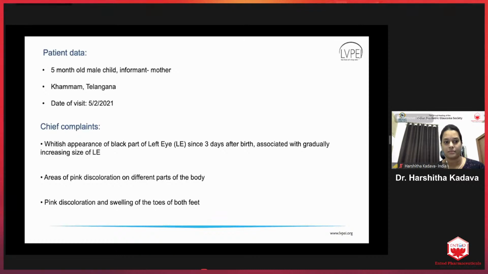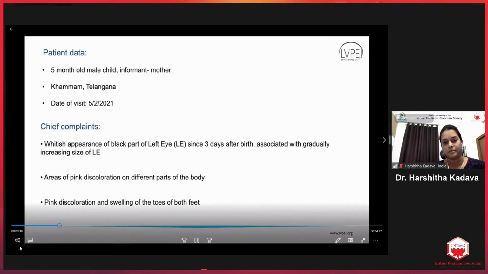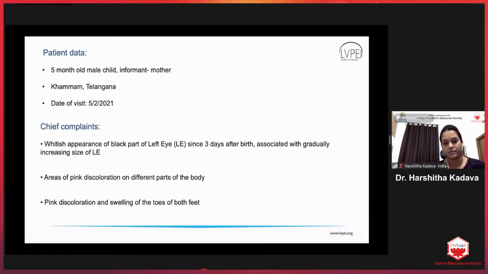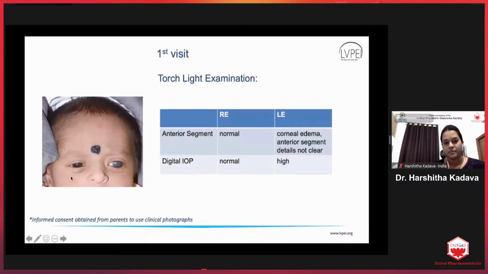Coming to the case details, a 5-month-old male child was brought by the mother to our institute with chief complaints of whitish appearance of the black part of the left eye since 3 days after birth, associated with gradually increasing size of the left eye, areas of pink discoloration on different parts of the body, associated with swelling of toes of both feet. On torchlight examination, the right eye anterior segment was essentially normal. The left eye had corneal edema and digitally high intraocular pressure.